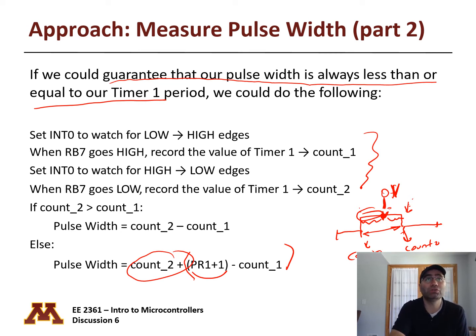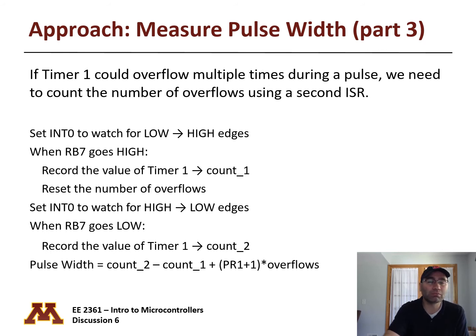Again, this is true as long as you can guarantee that our pulse width is always less than or equal to timer 1 period. If you cannot guarantee that, if the timer could overflow multiple times, like two times, 5 times, 10 times, during the pulse, if you are having multiple overflows during detection, then we change the formula very little, okay? So it's almost the same thing.